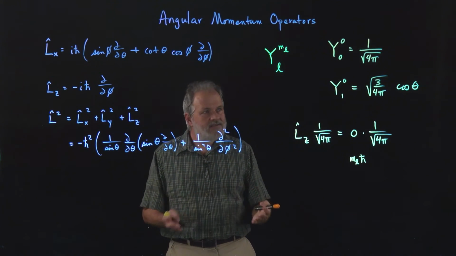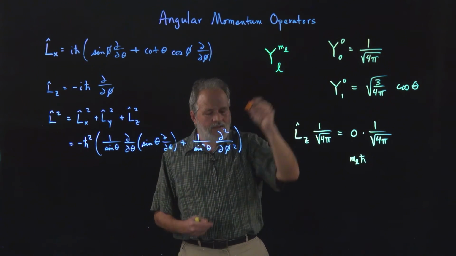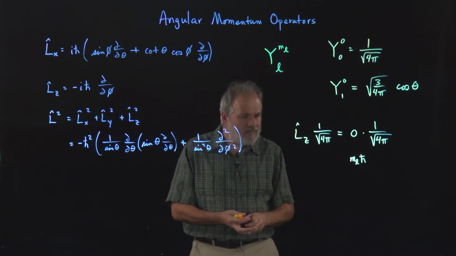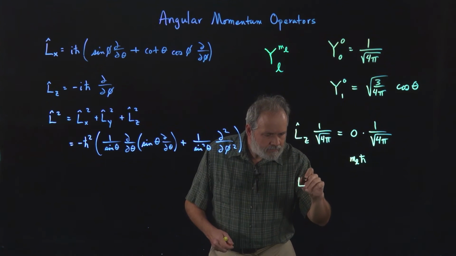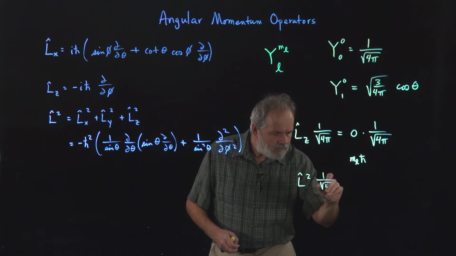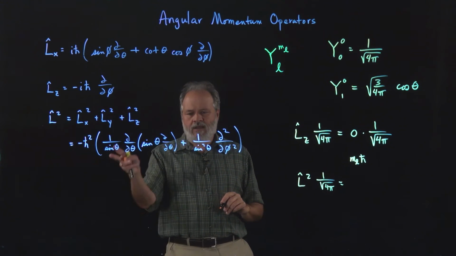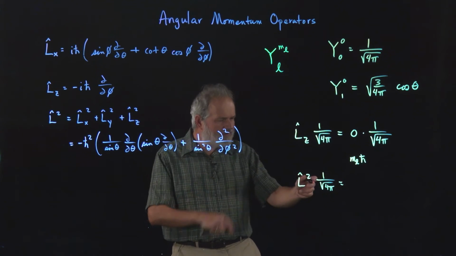Okay, so what that tells us is when we apply the L squared operator, we'll also get something interesting. Well, again, it's just derivatives. The derivative of a constant is 0.